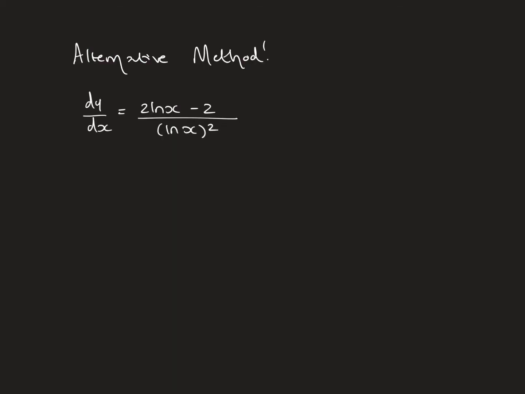Now, alternatively, some of you may have chosen to find d2y by dx squared, in which case you would have had to use the quotient rule again. This time the numerator is 2 ln x minus 2, so du by dx is equal to 2 over x. V is equal to ln x squared, and to differentiate v, you've then got to use the chain rule. You could also use the product rule, but that requires a little bit more working to be written down.